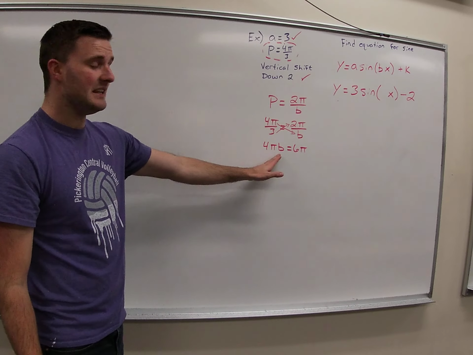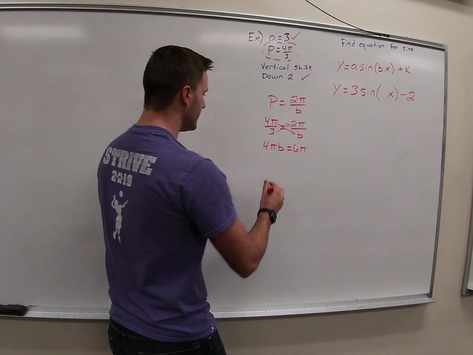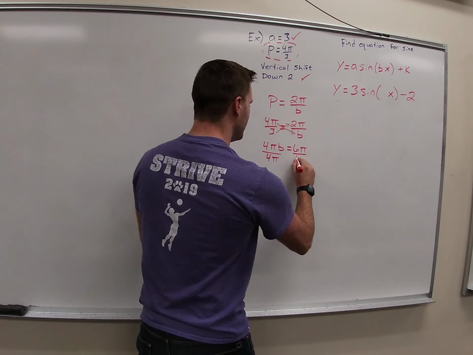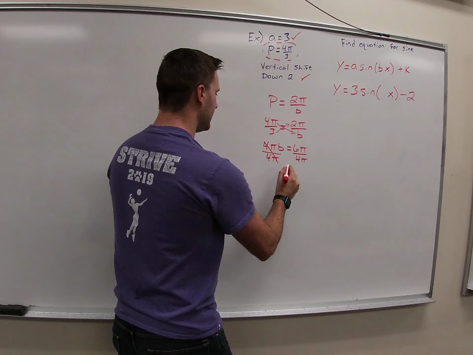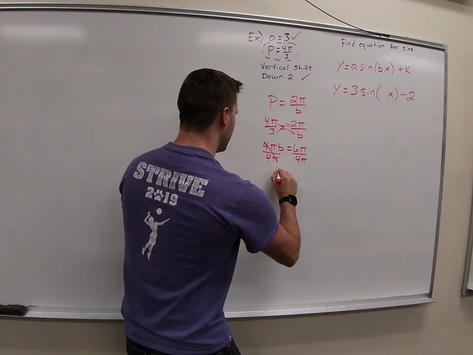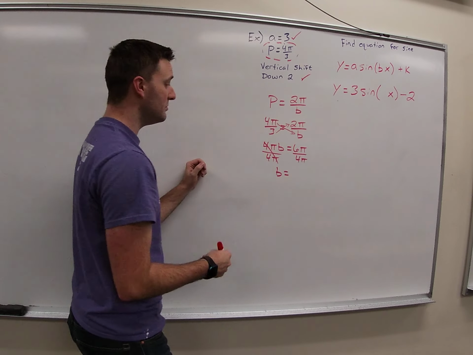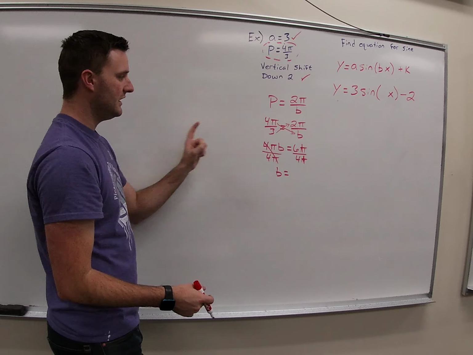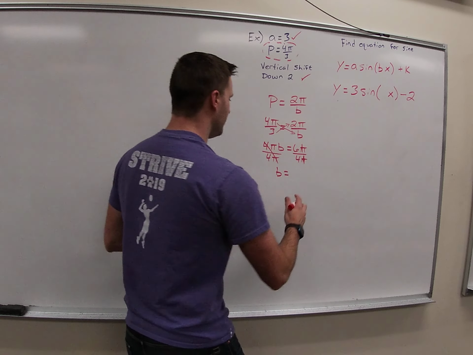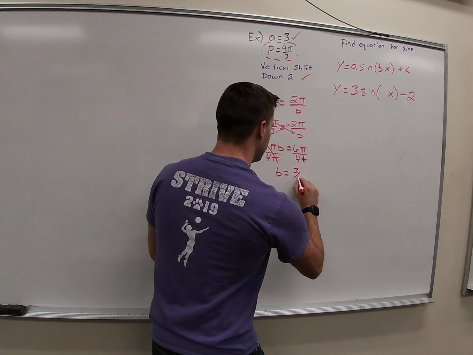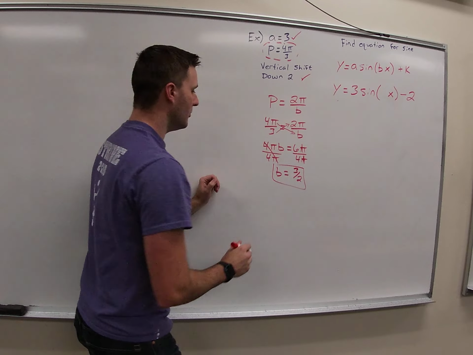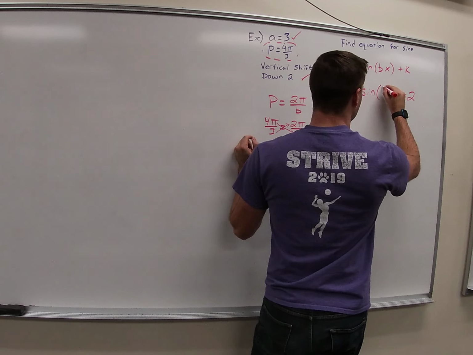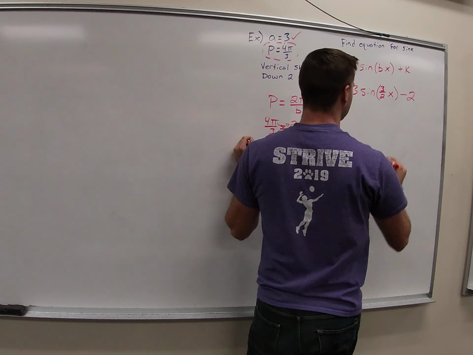Now, I want to get b by itself. So how do I get rid of a 4 pi? Well, it's being multiplied, so I undo multiplication by division. So I'm going to divide both sides by this 4 pi. So I finally get b by itself. And what does b equal? Well, here, the pi's simplify out, so those cross out. If I reduce 6 divided by 4, that reduces to 3 over 2. Therefore, b, my last piece of information that I need, is 3 over 2.